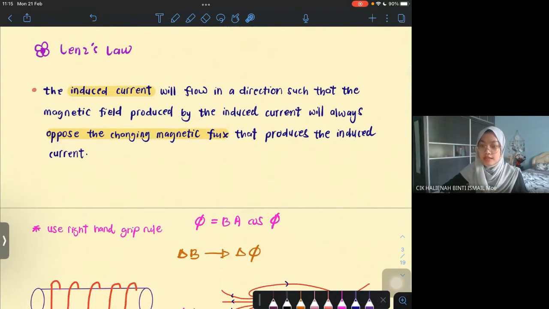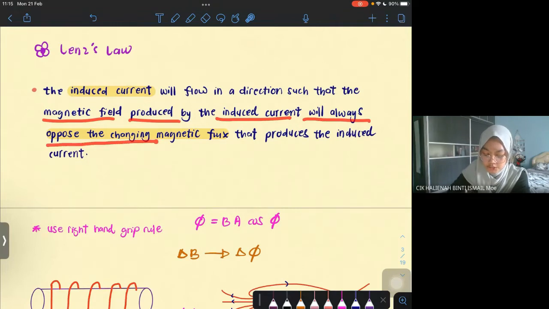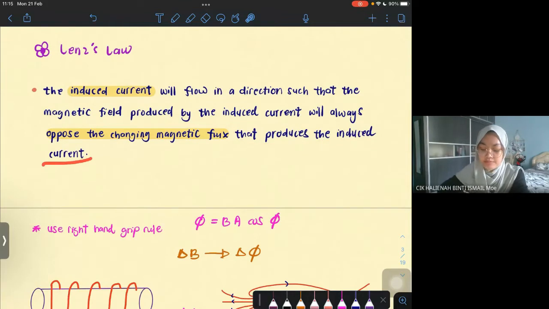Okay, so according to Lenz's law, the induced current will flow in a direction such that the magnetic field produced by the induced current will always oppose the changing magnetic flux that produces the induced current.